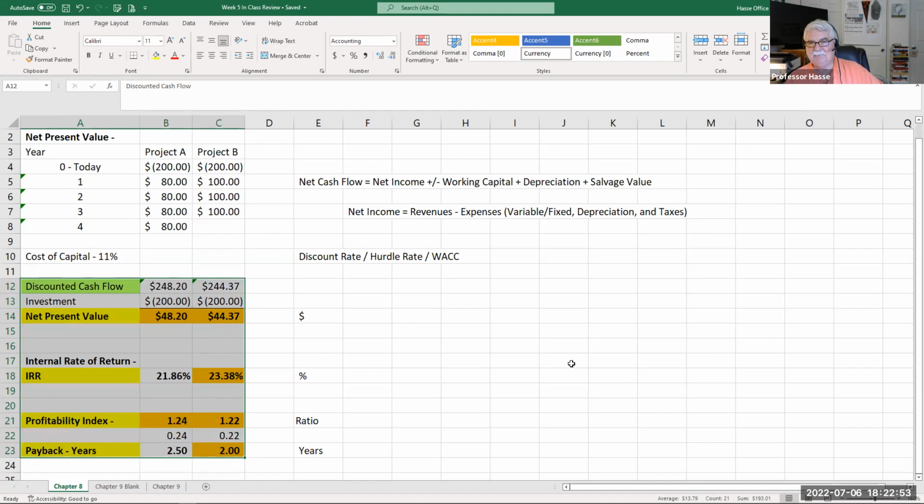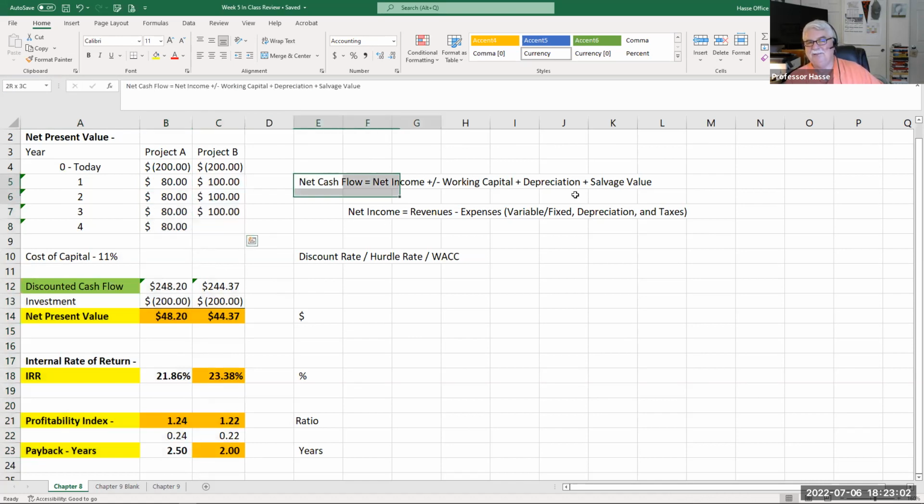When we come back, we're going to learn in chapter 9, how did you come up with these numbers? Where did they come from? How did you determine the net cash flow? That's what we're going to look at in problem 14 at the end of chapter 9.